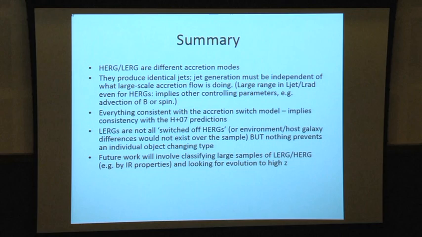Where do we go from here? I think we need to be able to classify HERGs and LERGs in a robust way in the very large samples that we're going to get from the new generation of radio instruments and deep optical surveys. That's difficult because the traditional method, spectroscopic classification, relies on getting a spectrum of everything, and that is really challenging. So maybe things like mid-infrared properties are the way to go with this. Once we've done that, we should be able to solve some of these evolution problems. I'll stop there. Thank you.